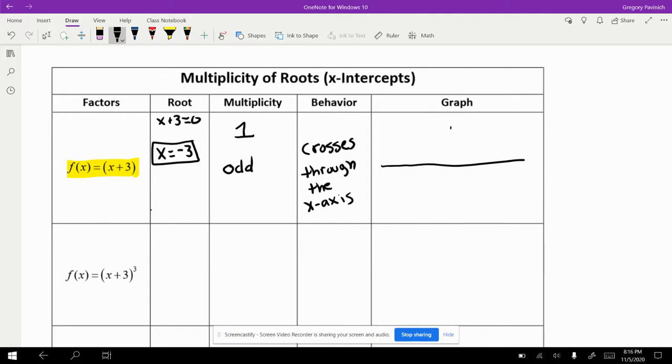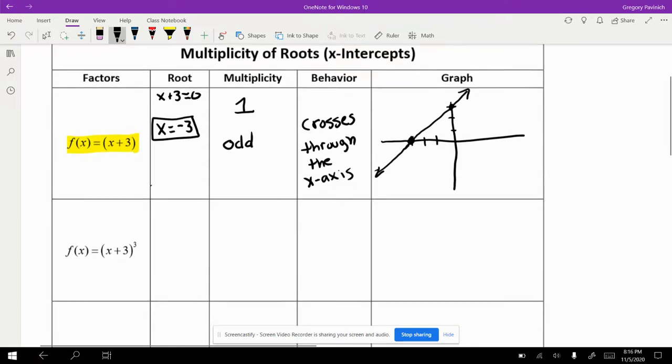So here's just a little rough sketch. I'm going to go to -3. I know this is linear, and obviously it will go through the y-intercept of 3. But you'll notice that the important part is here at the 0, there it is, the root, it comes from underneath the x-axis and comes right through out the other side like a needle going through fabric, right? That's how we're used to seeing most of our x-intercepts behave.